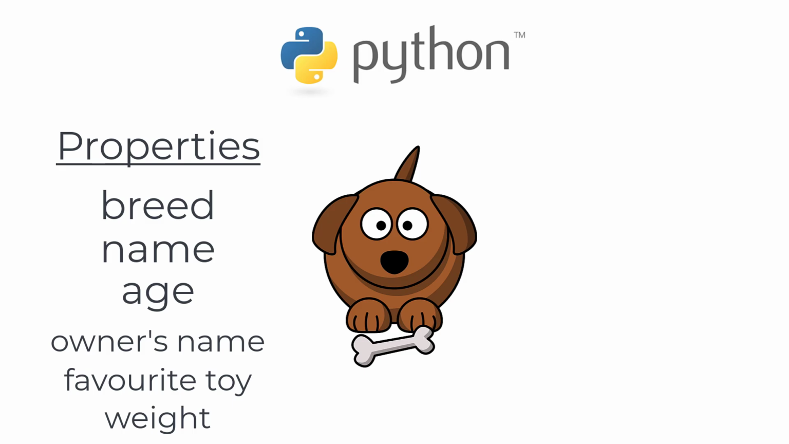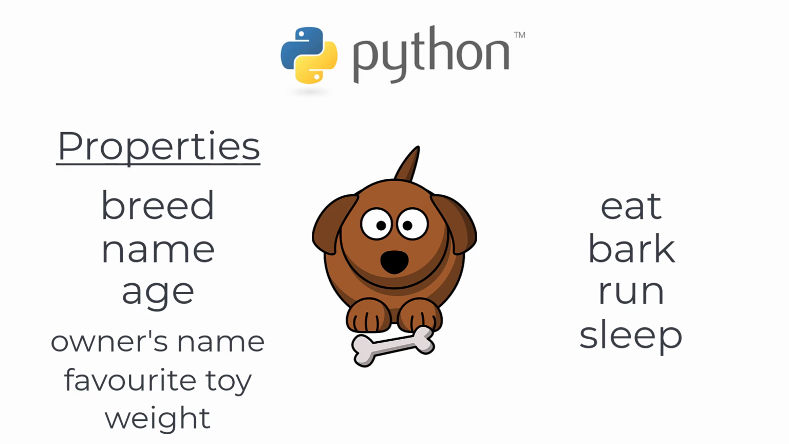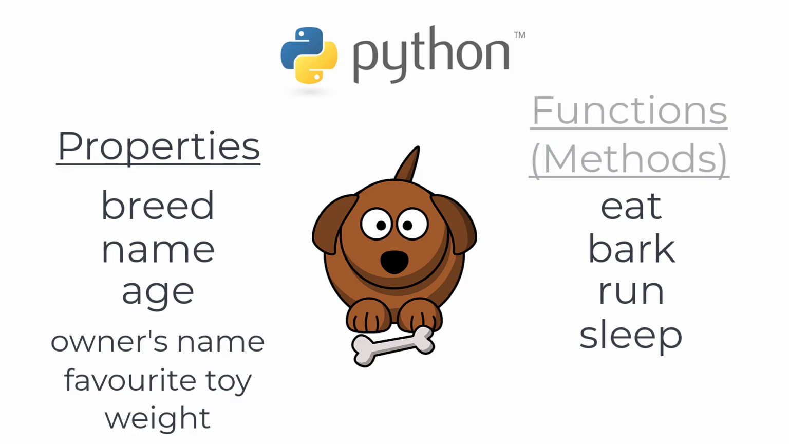Now, dogs don't just have properties. They also do stuff. They perform actions. For example, they eat, they bark, they run, and they sleep. And we've also seen that creating functions allows us to create and call specific actions.